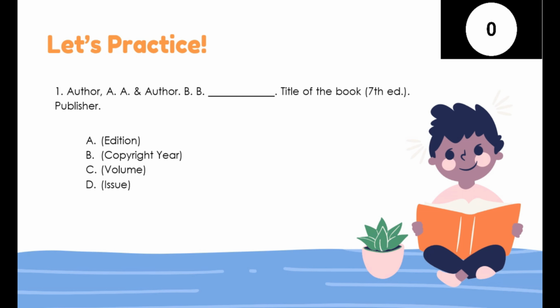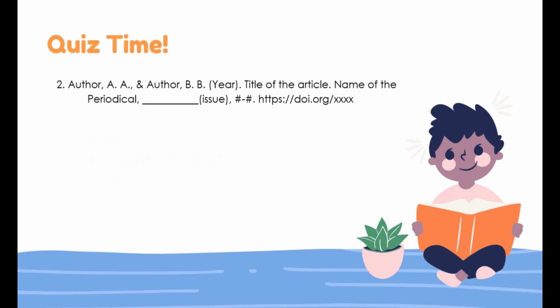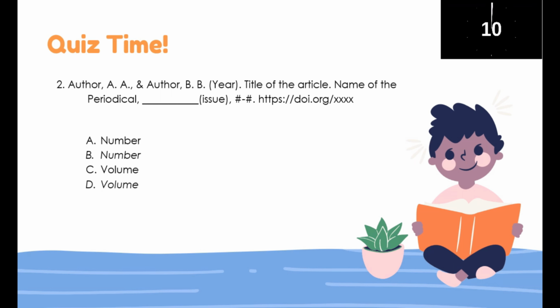Okay, the correct answer is letter B, copyright year. Very good, you got it correct. For question number 2, this is the format if you're going to cite sources from periodicals. We have author, year, title of the article, name of the periodical, blank, and issue, page, and URL.